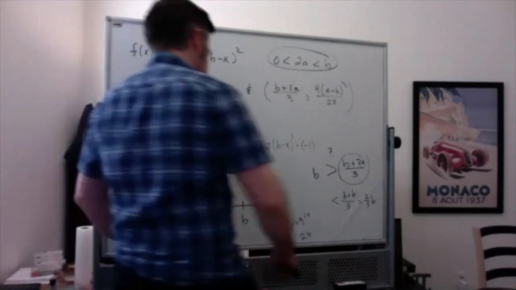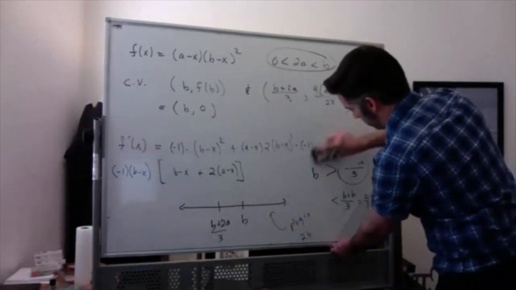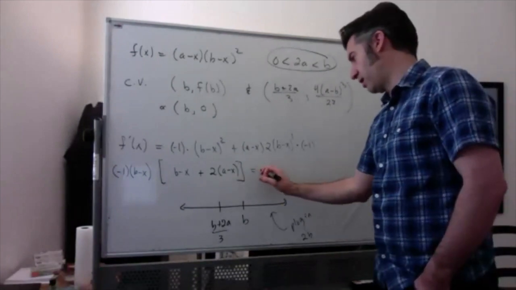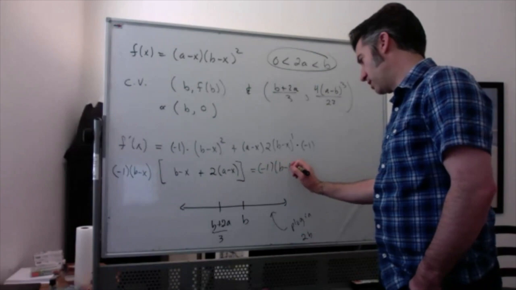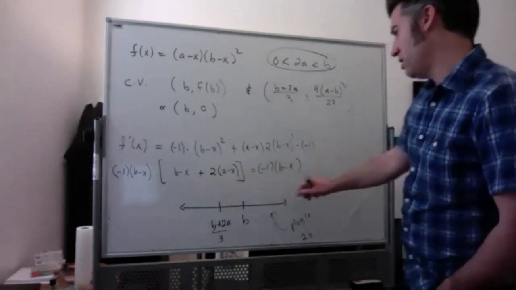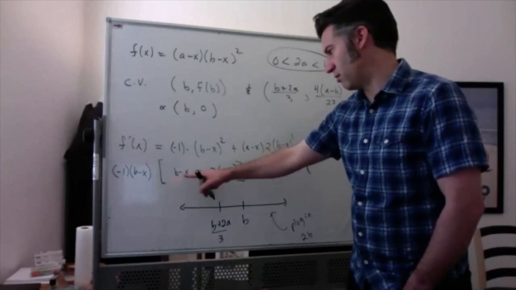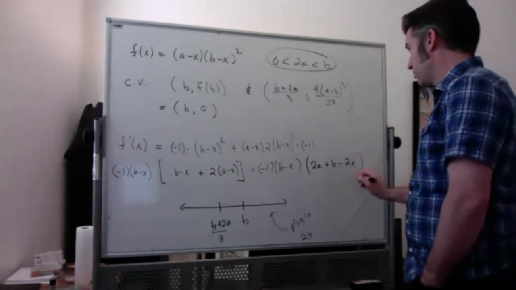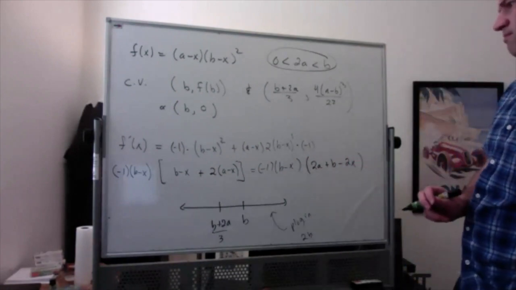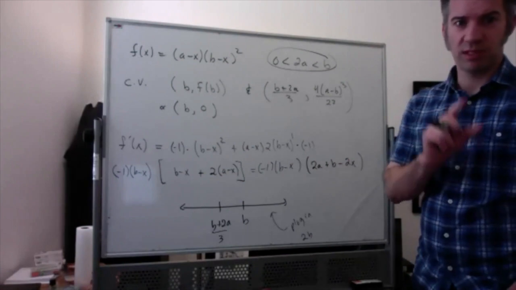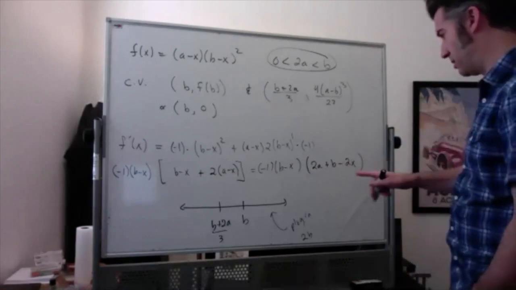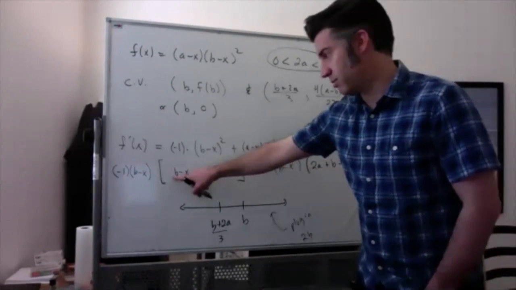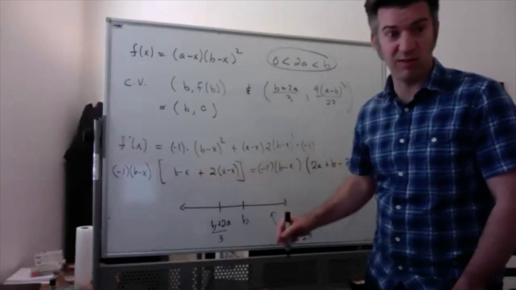Now I'm running out of room. Okay, I'm going to erase this part over here. So simplifying this part inside here, I've got a -1 times b minus x, and then I've got a 2a plus b, and then a minus 2x. I made a mistake. It's a small one, but there is a mistake. It's just in this last step here. It's not 2a plus b minus 2x. It's 2a plus b minus x minus 2x, which is minus 3x.